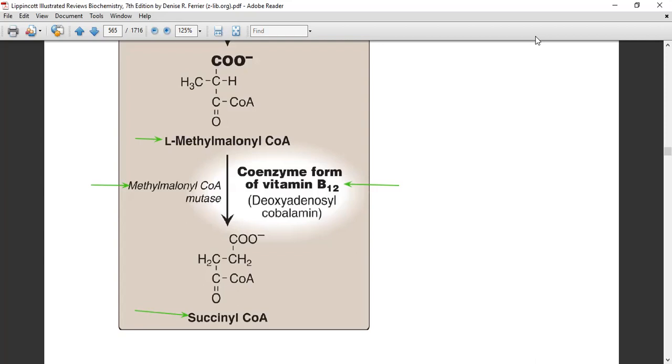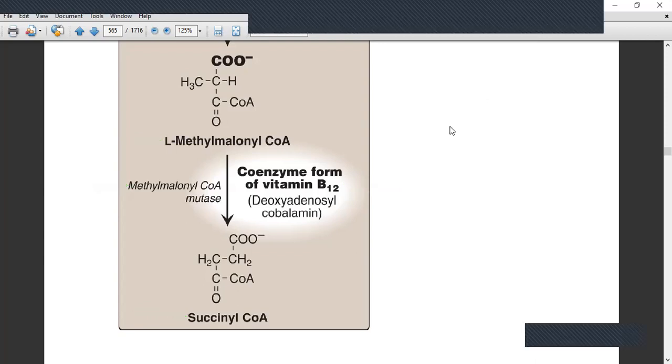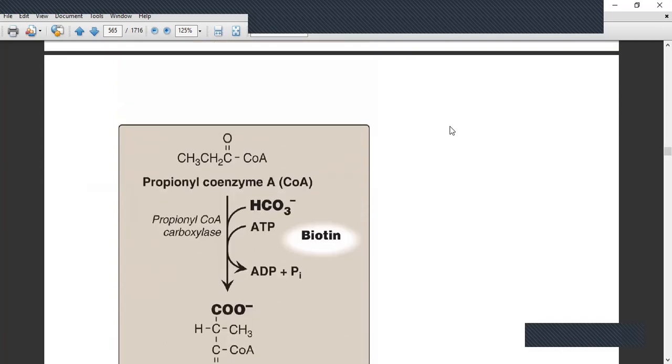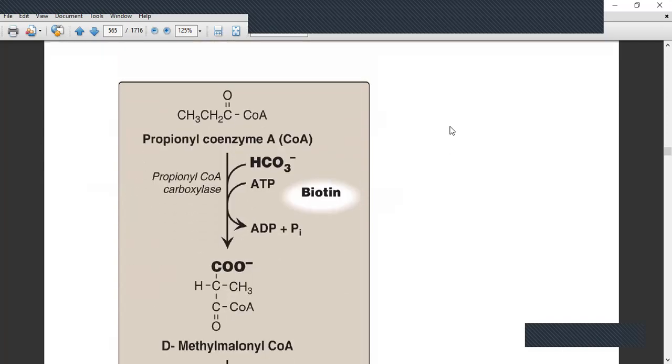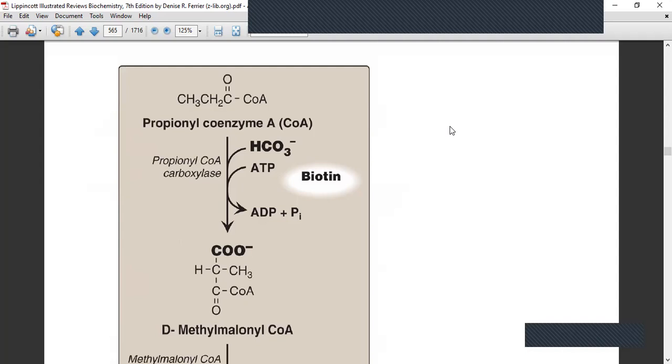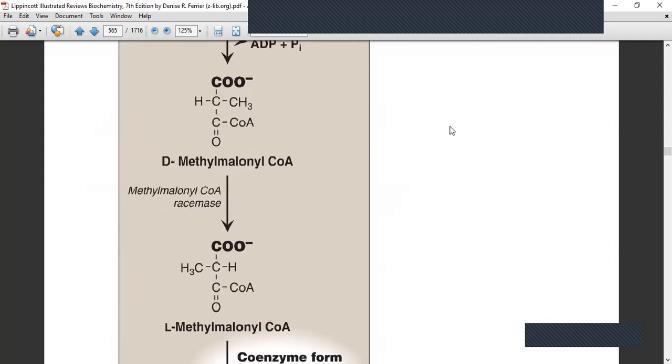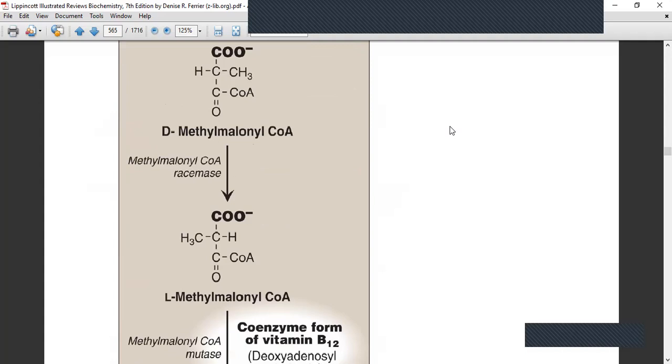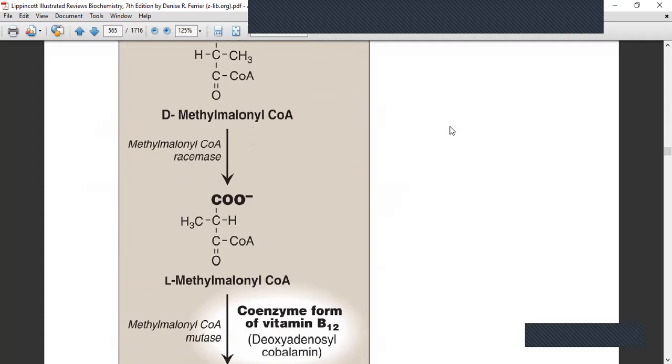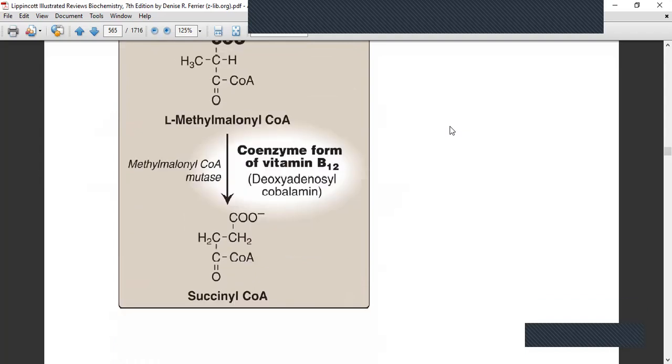So I hope you have understood how we convert propionyl CoA to succinyl CoA. Those 4 reactions, you must understand them. Let's repeat them. Propionyl CoA is converted to D-methylmalonyl CoA by propionyl CoA carboxylase, a biotin requiring reaction. Then D-methylmalonyl is converted to L-methylmalonyl by the racemase. Then L-methylmalonyl is converted to succinyl CoA by the mutase, which requires cobalamin, vitamin B12.